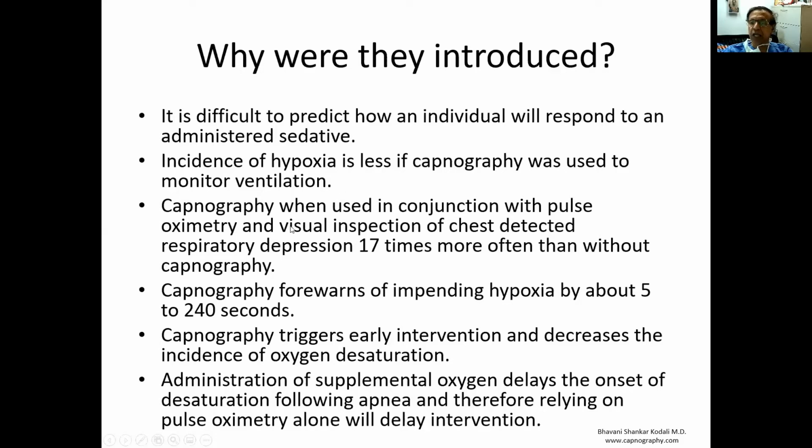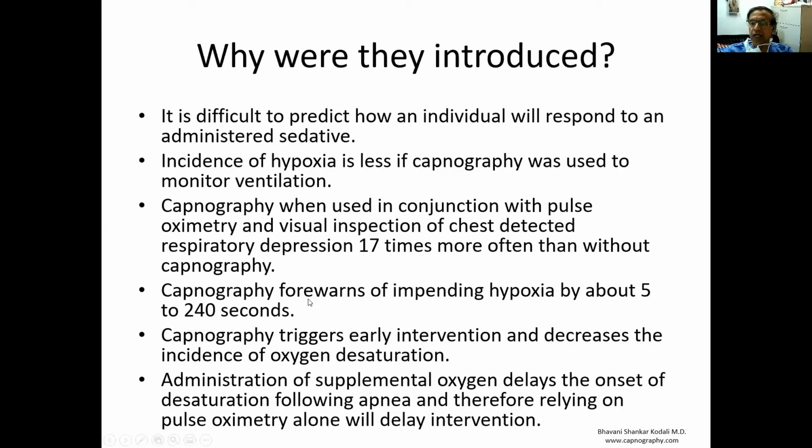Capnography, when used in conjunction with pulse oximetry and visual inspection of the chest, detected respiratory depression 17 times more often than without capnography. And this is one of the main reasons why capnography was introduced into clinical practice.